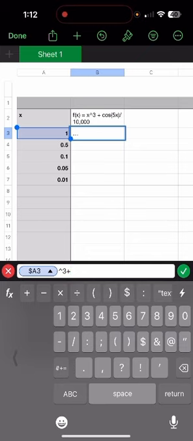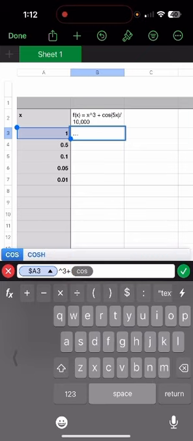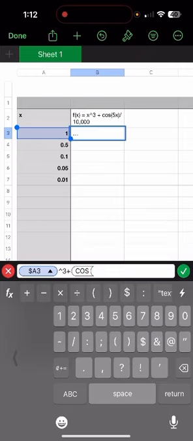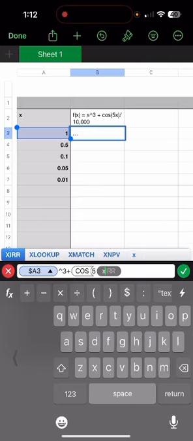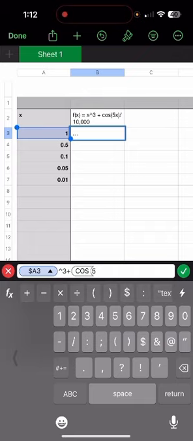cosine. I'm just going to type cosine. That's looking pretty good. Cosine of 5x. Close parenthesis. Not 5x, sorry. So cosine of 5x is going to be cosine of 5 times, again, x is that cell to the left. So I'm going to click there again. So 5 times the left-hand cell. Okay. Let's close out the parentheses. And then we want to say that divided by 10,000.